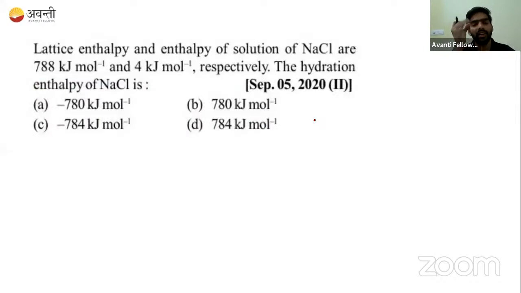This is also a very formula based question only. Read it once. What is it telling? Lattice enthalpy and then the enthalpy of solution of NaCl are 788 kilojoule for lattice enthalpy and 4 kilojoules of enthalpy of solution. So it is asking about the hydration enthalpy.